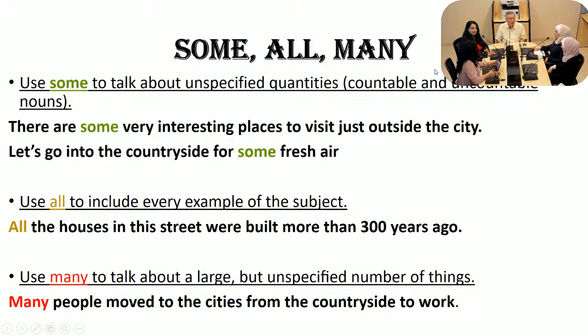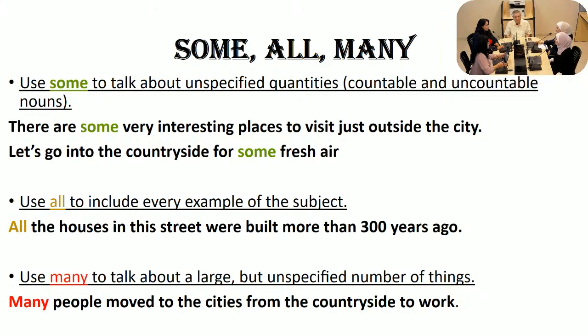Some, all, many. We use some to talk about unspecified quantities, countable and uncountable nouns. There are some very interesting places to visit just outside the city. When we talk about countable nouns with some, they must be plural. Let's go into the countryside for some fresh air. We use all to include every example of the subject. All the houses in this street were built more than 300 years ago. All is also used with plural nouns. Use many to talk about a large but unspecified number of things.